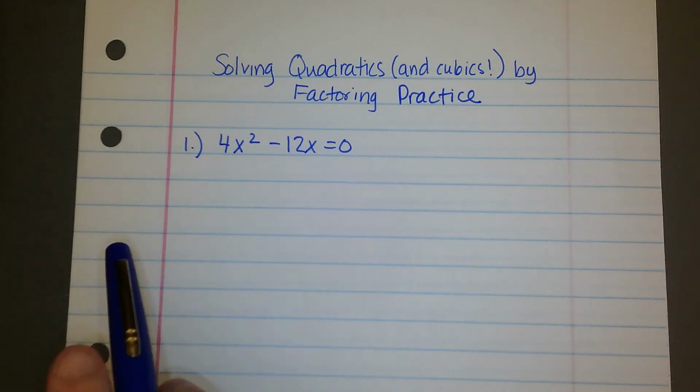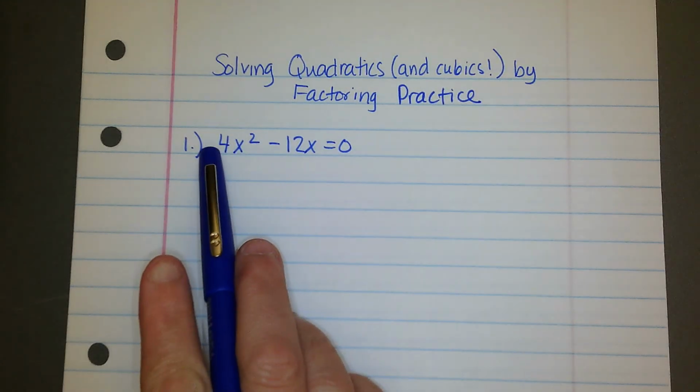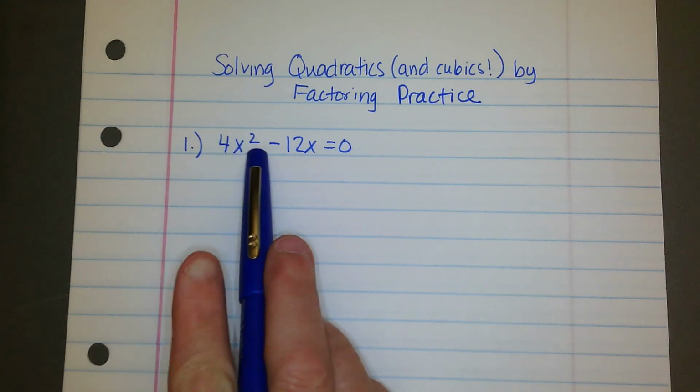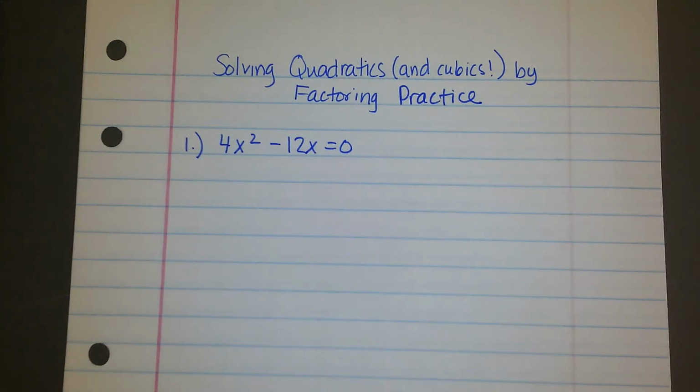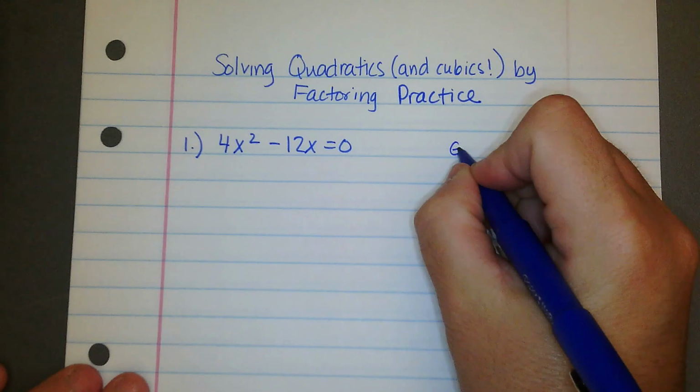This looks like it could be a difference of two perfect squares. What tells me it's not, though? The 12 and the x. See, the 12 is not a perfect square. So this goes right into GCF. This is a GCF example.